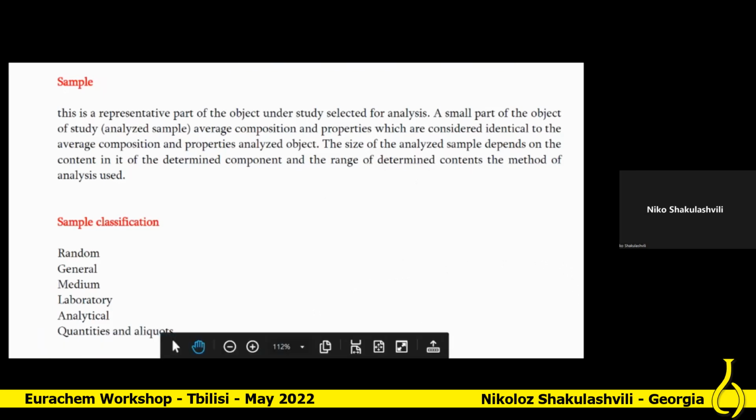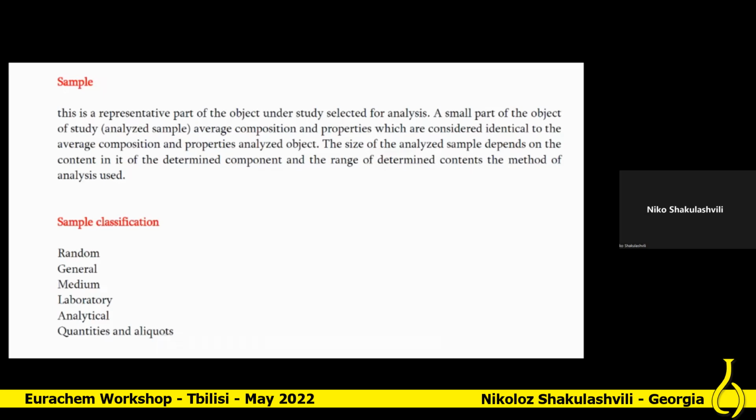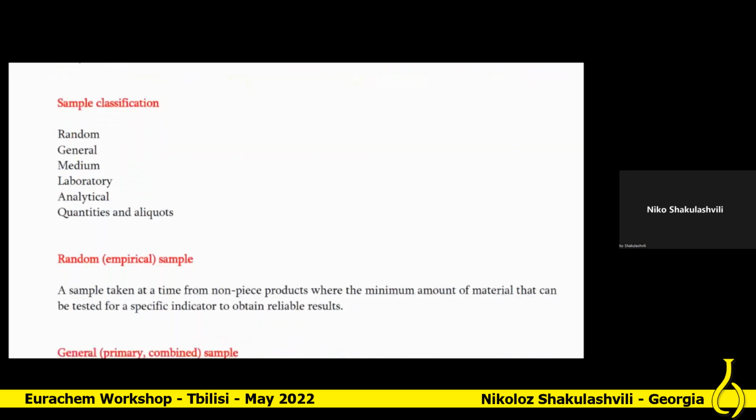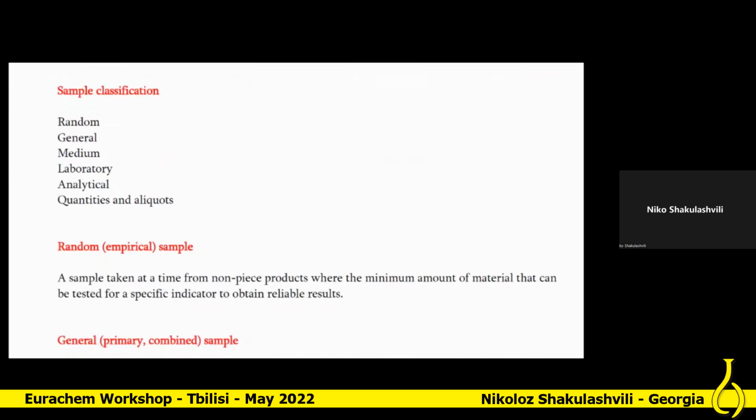We can classify these samples into different factors. These aspects are mentioned here. One is the random. Then there is general or medium or other classifications. After random comes the general, then comes medium, laboratory, analytical, and then quantities and aliquots. Here, two issues are mentioned. One is quantities, and quantities are connected to solid samples and aliquots to liquid samples. And we need to individually look at these factors.